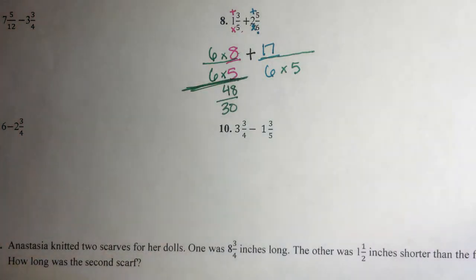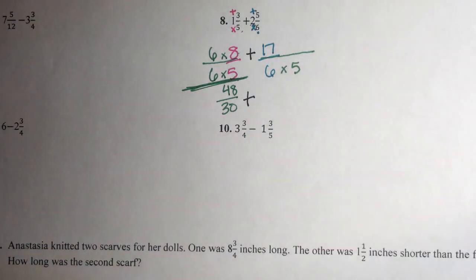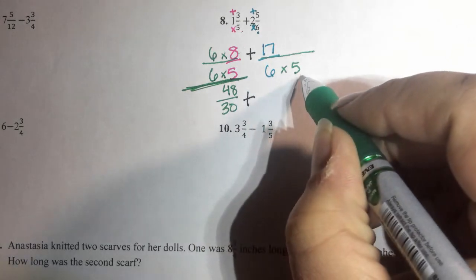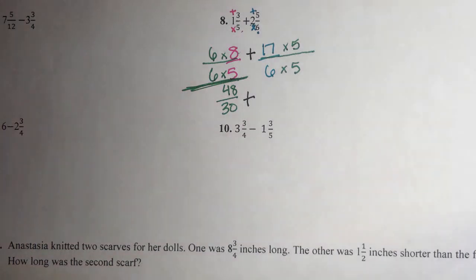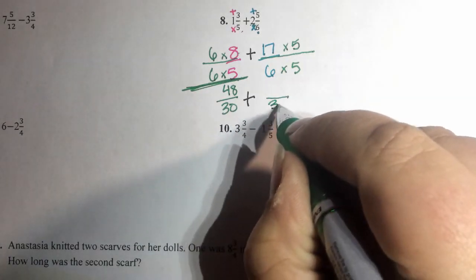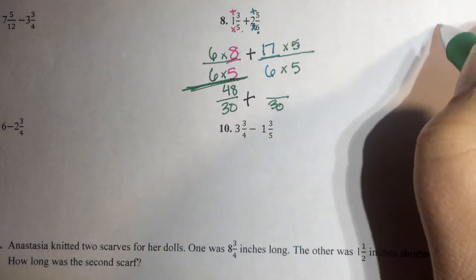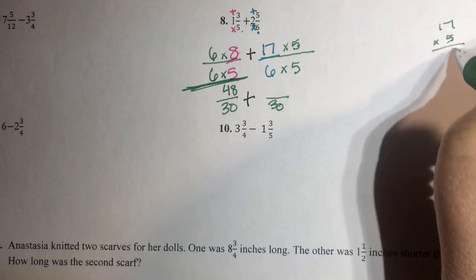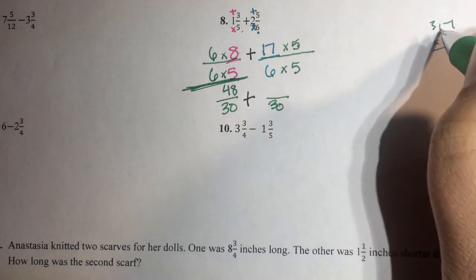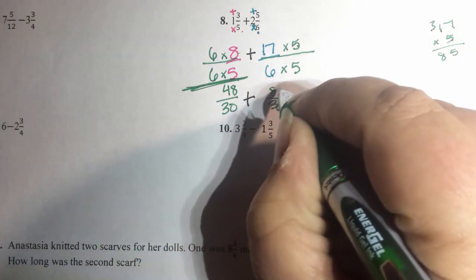Okay. Plus, oops, we want to multiply the denominator by 5. So we have to multiply the numerator by 5 also. So 6 times 5 is 30 in the denominator. 17 times 5, I'll go off and do some scratch work. 17 times 5. 7 times 5 is 35. 5 times 1 is 5 plus 3 is 8. So 17 times 5 is 85.